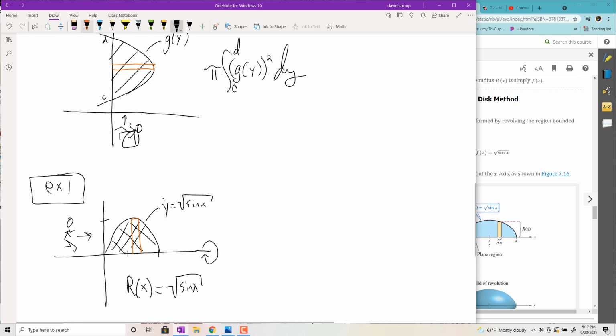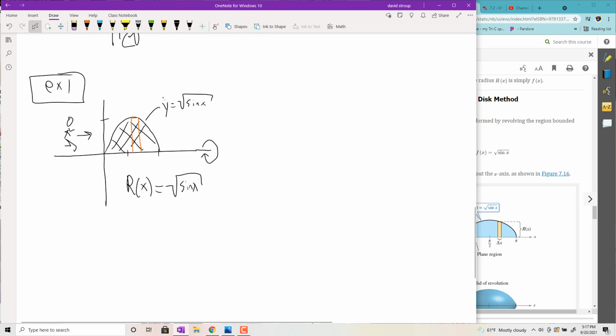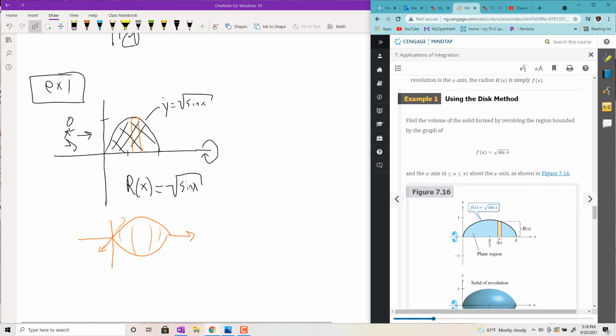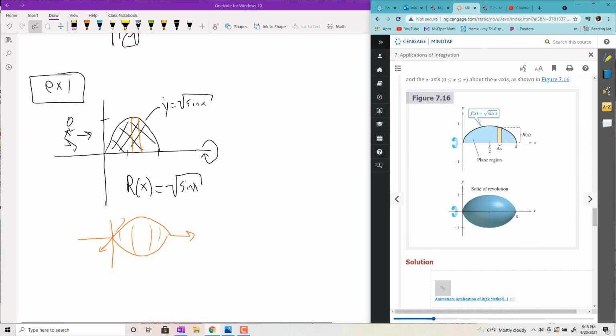And you could envision what that would look like if you rotated it about the x-axis. It would be kind of like a football type shape, looking like this. And then you put some extra axes to make it look three-dimensional. They do have a nice little picture for you in the book.